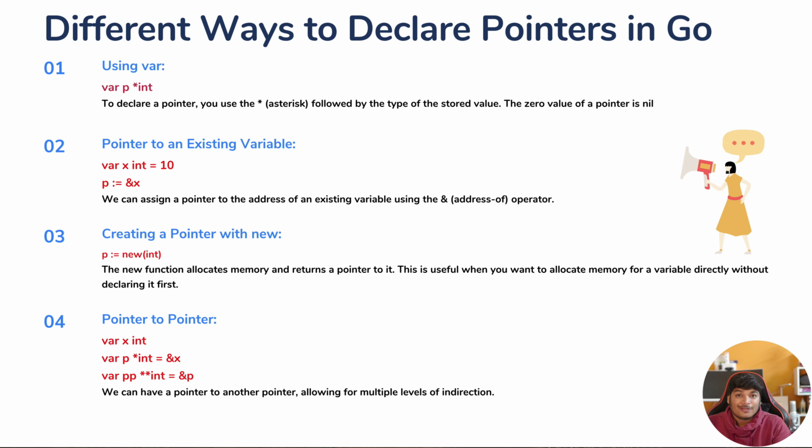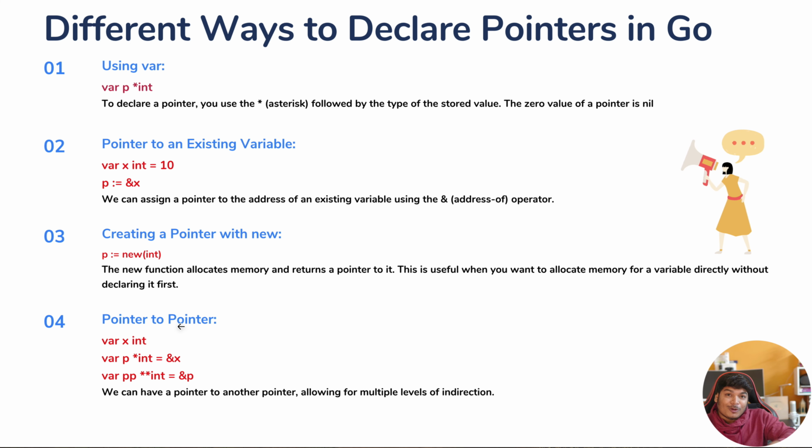Now the fourth one is pointer to pointer. Sounds interesting, isn't it? For this example, we have the variable x. How are you declaring it? var x int, which is the variable name x, then the data type integer. Now we're creating a pointer of x: var p *int = &x. The moment you see the star, that means p is a pointer variable. The & sign is used to get the memory reference of any variable. So &x means it's fetching the memory reference of the variable x and storing it in p.